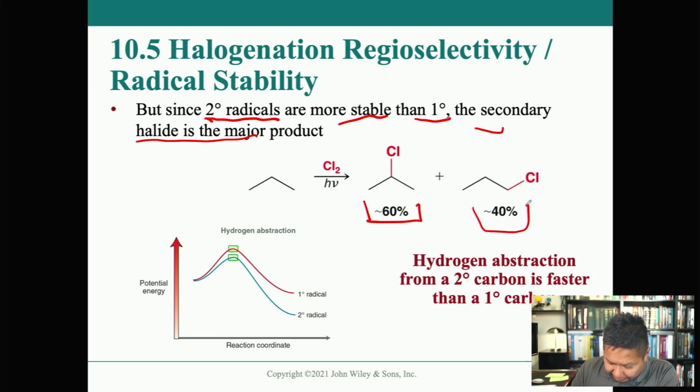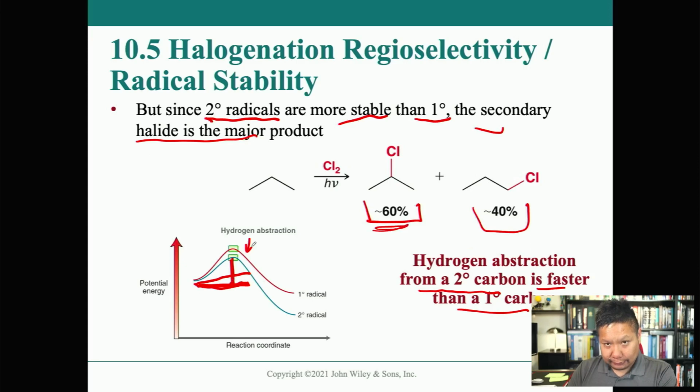Hydrogen abstraction from a secondary carbon is faster than that of a primary carbon, right? And you can see the reason why. My line there is really way off, but the activation energy to do the hydrogen abstraction from the secondary is much lower than to get from the primary, right?